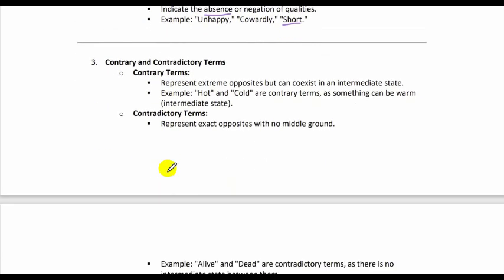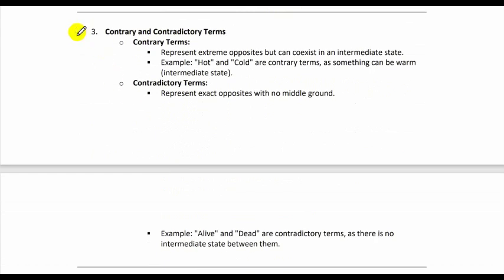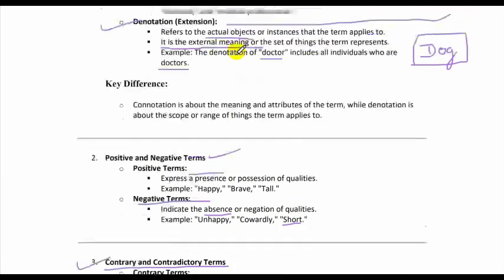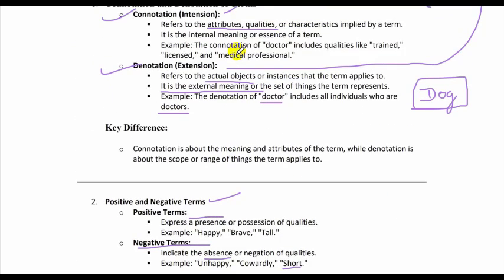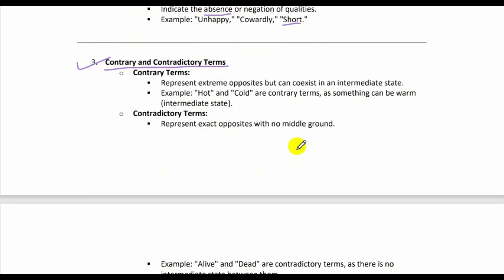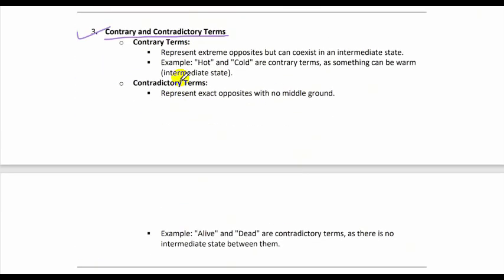Now let's look at contrary and contradictory terms. This is a very important topic. It's best that you understand it now, because as we move forward we are going to use all of these three: the positive and negative terms, the connotation and denotation. All of that will be utilized as we move forward. So these terms are very important.